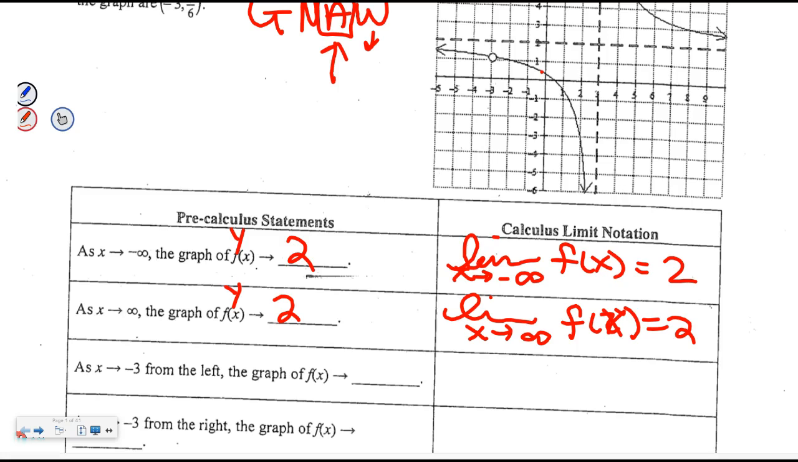What do you call y equals 2, though? What is that called from your Algebra 2, your test yesterday? What did I call y equals 2? A horizontal asymptote. So from here on out, the calculus notation for a horizontal asymptote is not the words.